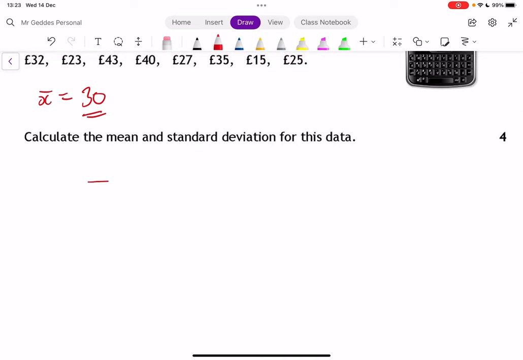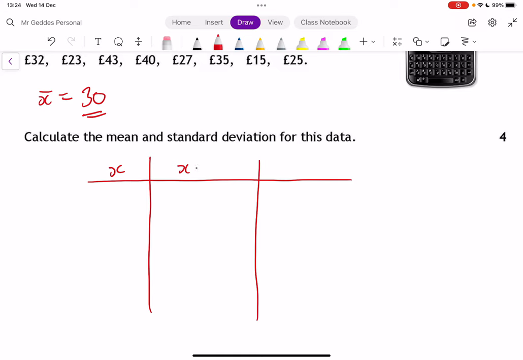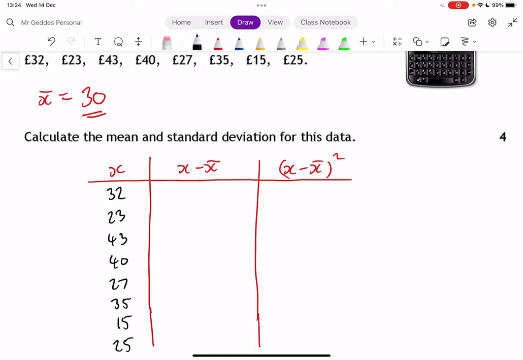Next thing, I'm going to go for my table. Okay, this column, x, this column here, x minus x bar, all squared, okay? The first column is just going to be every single one of those values, 32, 23, 43, 40, 27, 35, 15, and 25, okay? All right. The middle column, any guesses as to what you do there?